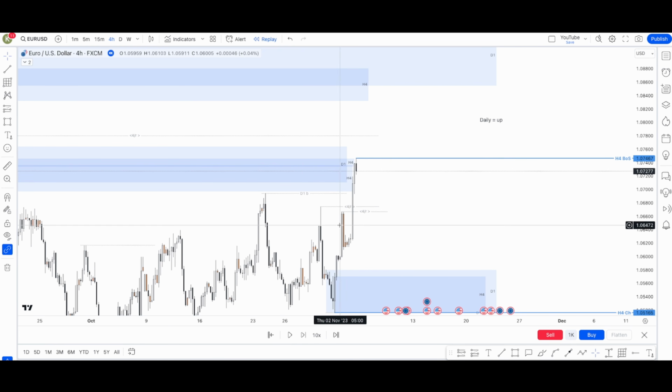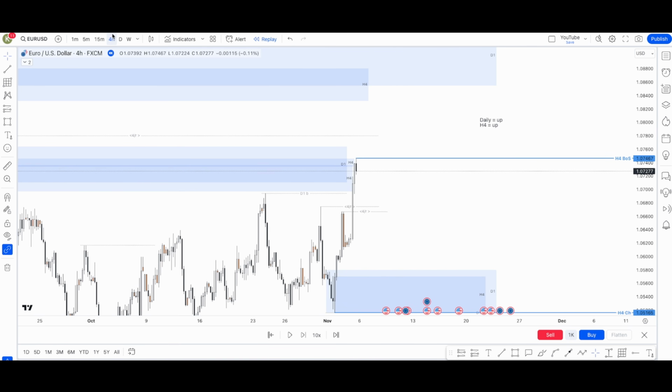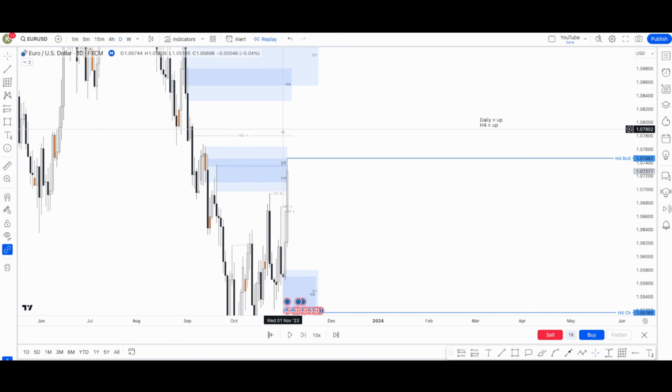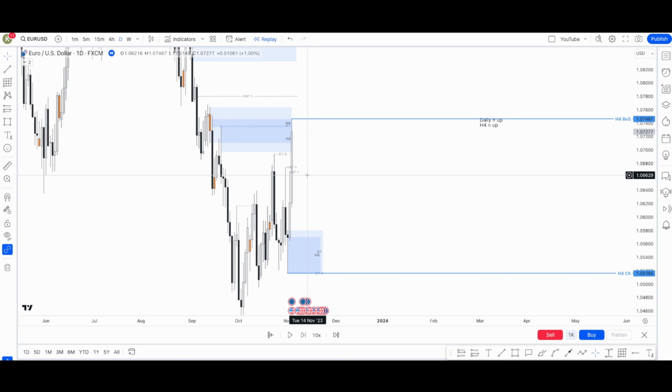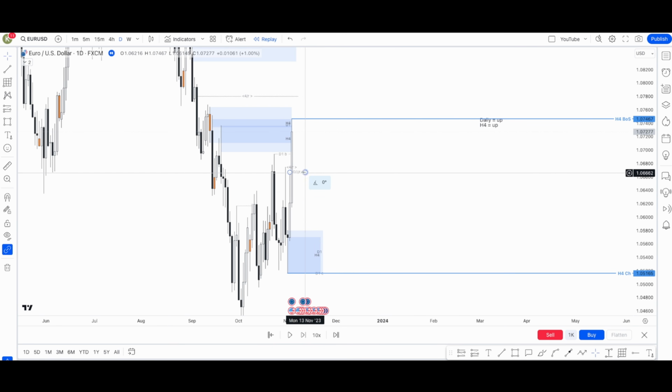So, daily, sorry, H4 is also up as well. So H4 equals up. I think, yeah, H4 is up. So daily is there. Annoyingly, that's a daily rebalance too. We're going to have to put it as daily rebalances rather than H4s, and that isn't a rebalance. Right, okay, got that one wrong. It's this one. Okay.